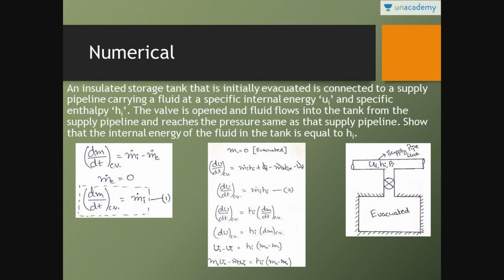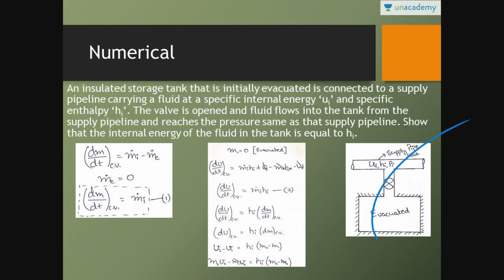The question says an insulated storage tank, that is Q is equal to 0. This is the insulated storage tank that is initially evacuated. Initially evacuated means what? M1 is equal to 0. It is connected to a supply pipeline. This is the supply pipeline carrying a fluid at a specific internal energy Ui and specific enthalpy Hi. Now the valve is open and fluid flows into the tank.